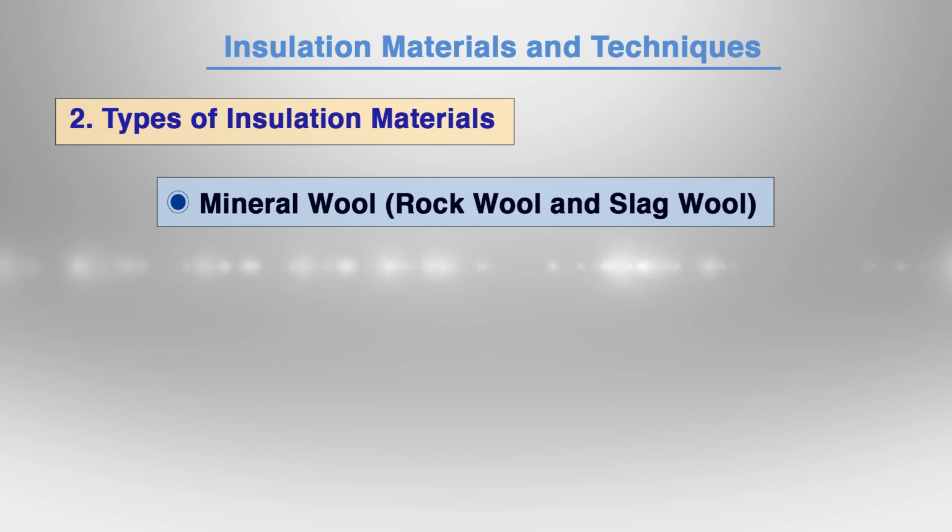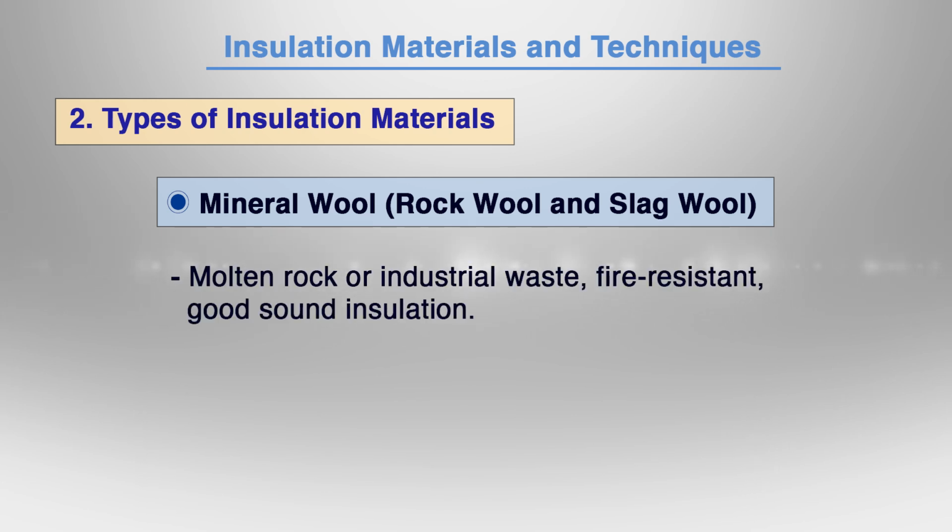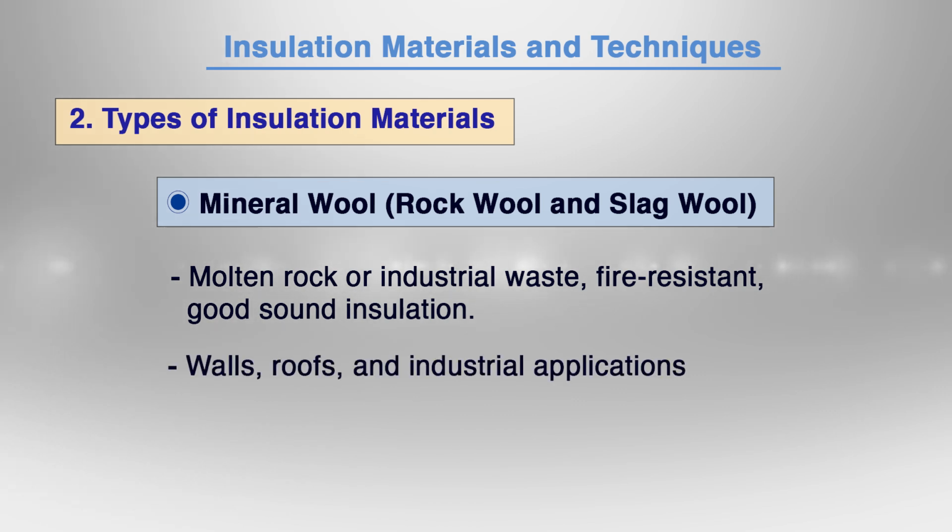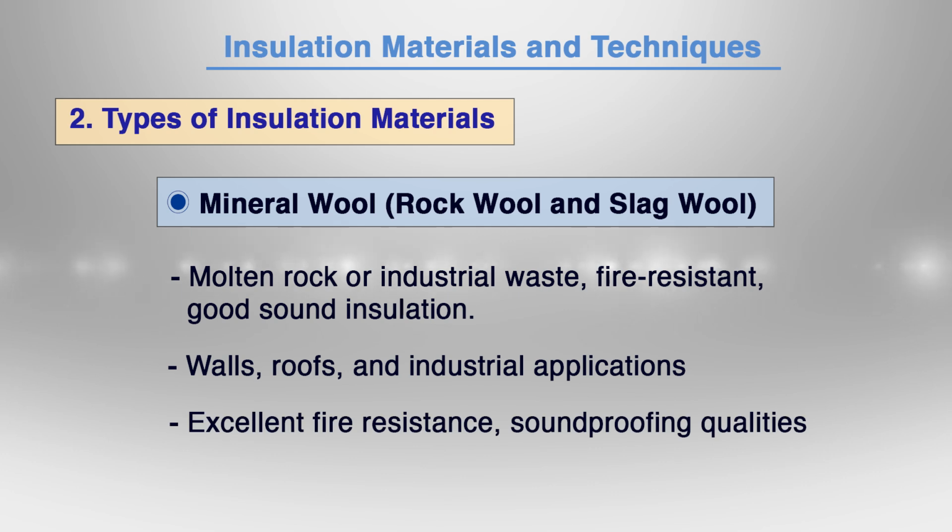Second one is mineral wool, rock wool and slag wool. It also has some properties like made from molten rock or industrial waste, fire resistance, good sound insulation. It is also used in wall, roof and industrial applications. It has some advantages like excellent fire resistance, soundproofing quality, etc. It also has some disadvantages like higher cost compared to fiberglass.